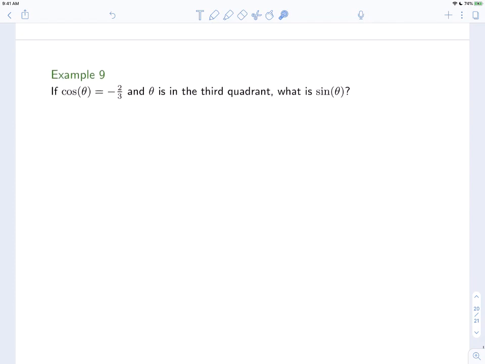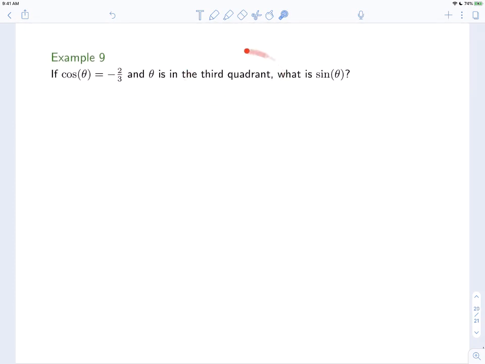Let's do another example. So now we're in the third quadrant. So in our picture that we had on the previous slide, we saw that the third quadrant was over here. So in this case, you're going to have negative values for both x and y. So what do we know? We're in the third quadrant. Cosine of theta is equal to negative 2/3. Well, this is the x value. So we know that x is equal to negative 2/3.